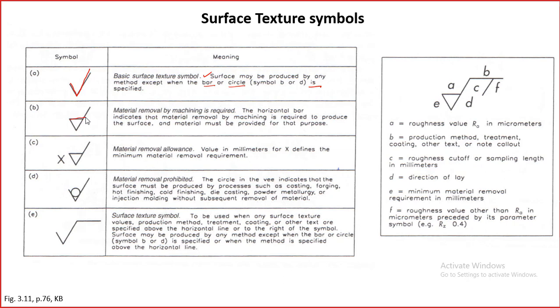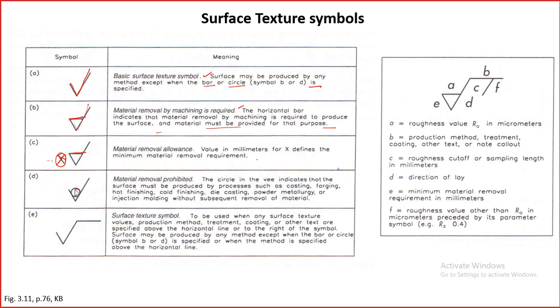if we use this one, a bar on top of the original check, material removal by machining is required. So the horizontal bar indicates that material removal by machining is required to produce the surface, and material must be provided for that purpose. And if there is a value x here, the value in millimeters for x defines the minimum material removal requirement. So this defines how much material removal has to take place.